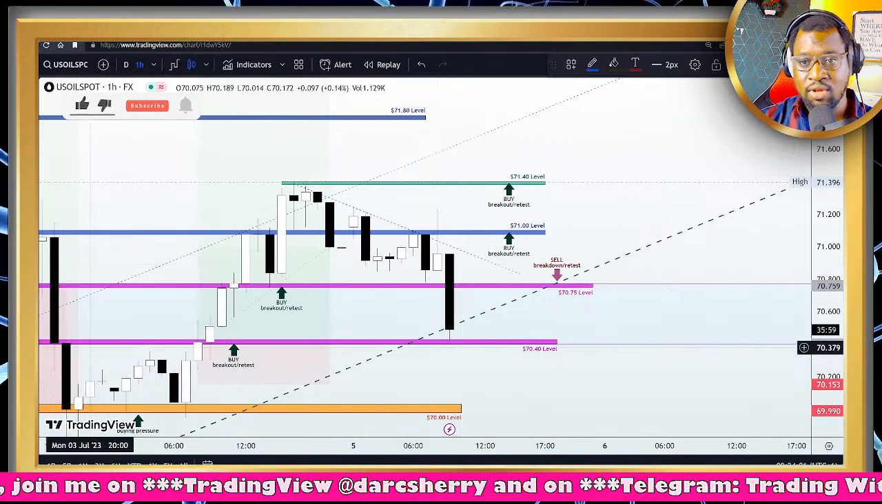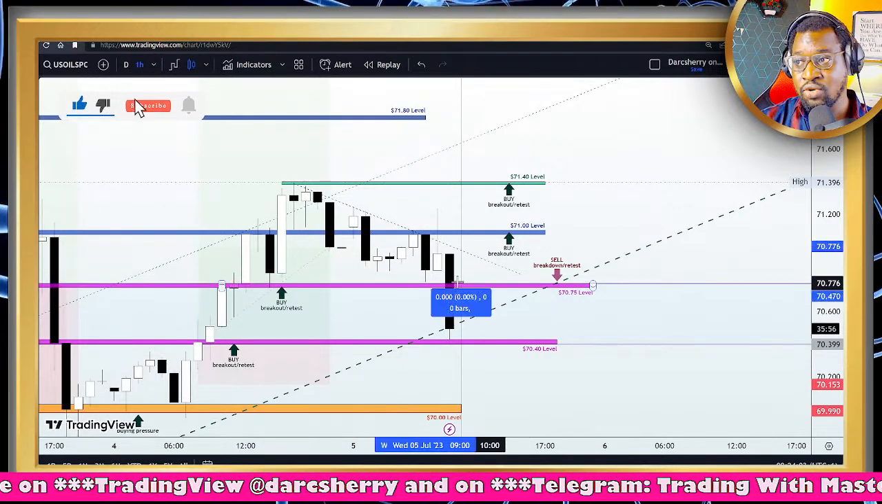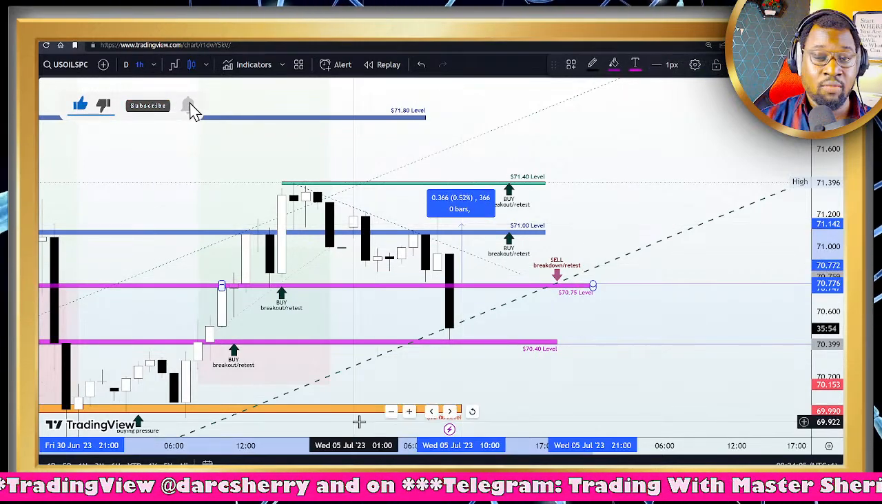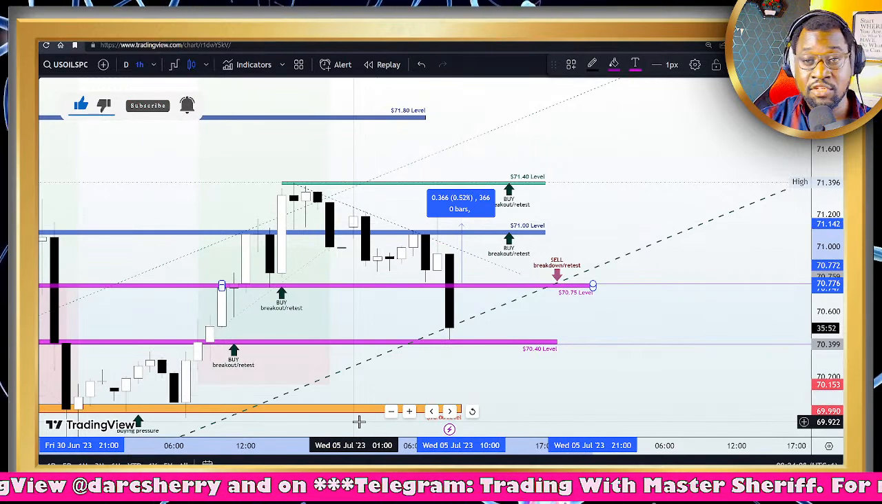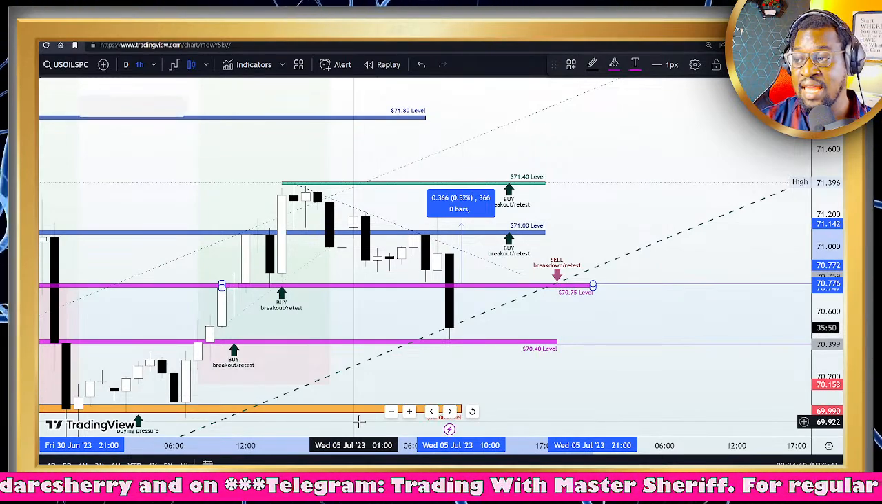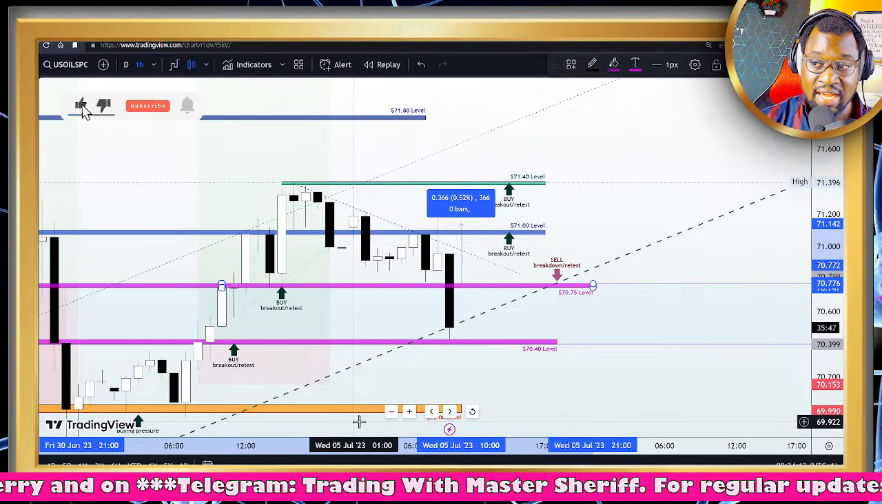And our stop losses will be somewhere right around or above that $71 area, which will be dovetailing to about 35 to 40 pips depending on where your entry is. And let's see how price action will play out from here.